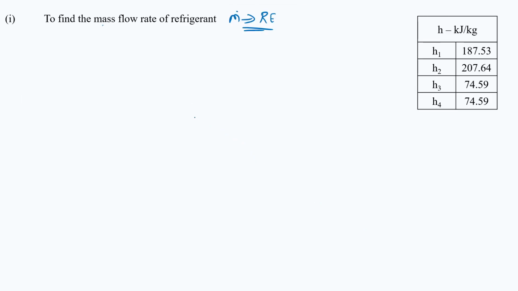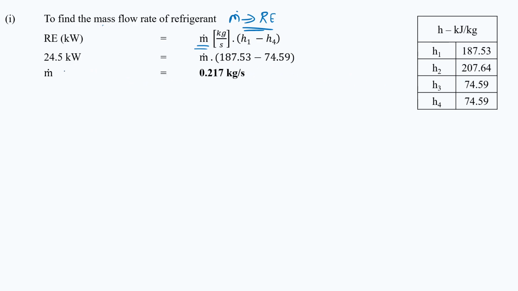So for finding the mass flow rate, the refrigerating effect can be written as mass flow rate of the refrigerant in kilogram per second into H1 minus H4. And the refrigerating effect, we already know, is 24.5 kilowatt, which is equal to mass flow into H1 minus H4, 187 minus 74.59. Upon simplification, we'll get the mass flow rate as 0.217 kilogram per second.